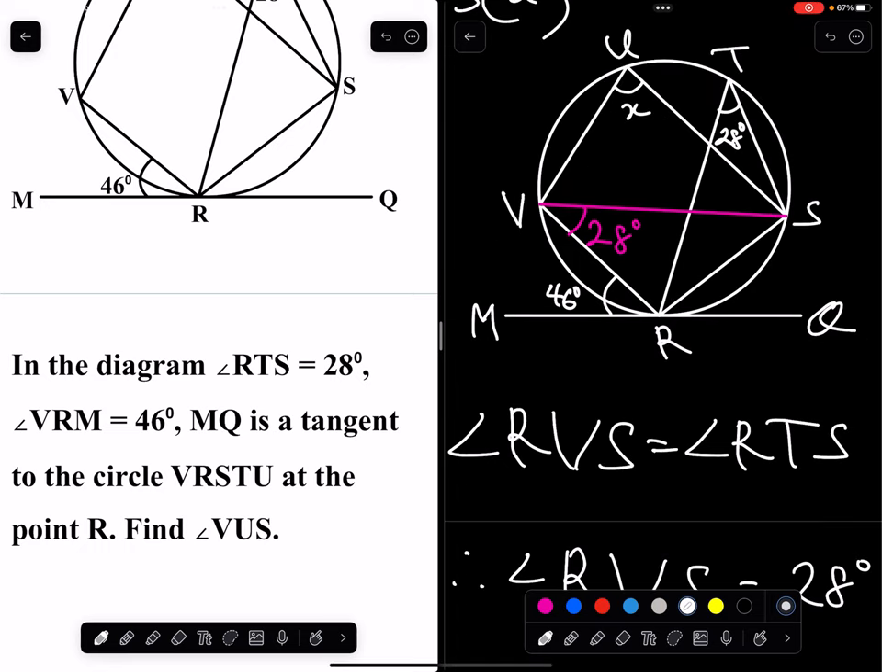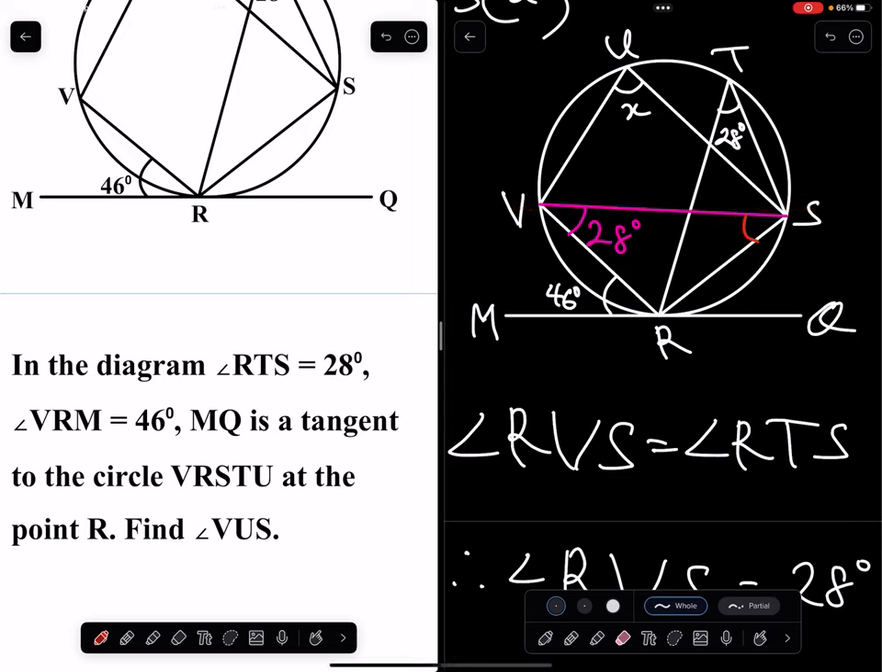Now I can also see that angle VRM, which is 46 degrees, is equal to angle VSR. The reason for that is the angle between a chord and a tangent is equal to the angle in the alternate segment. Lines VS and RS meet at the circumference to form a triangle with the chord VR, so the angle formed by those lines at the circumference is the same as the angle between the chord and the tangent. That's how to determine the alternate segment angle.